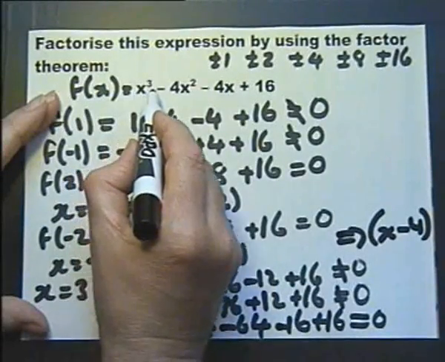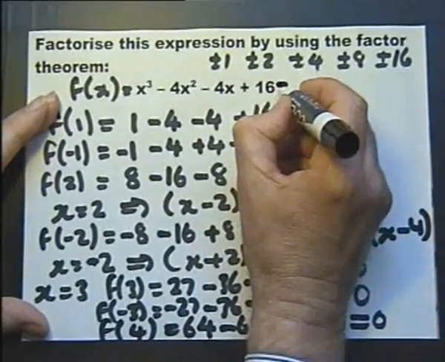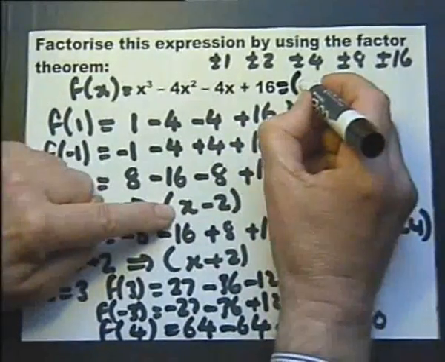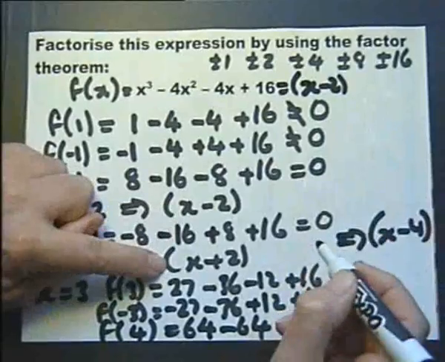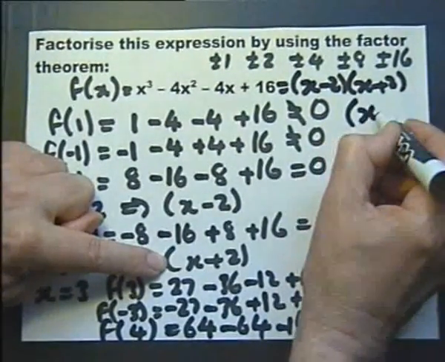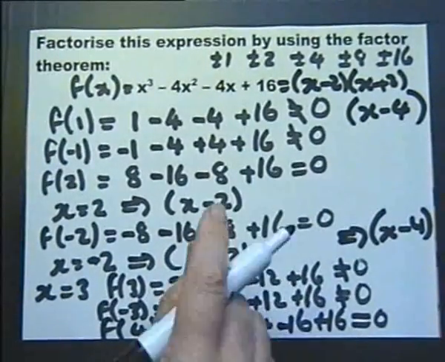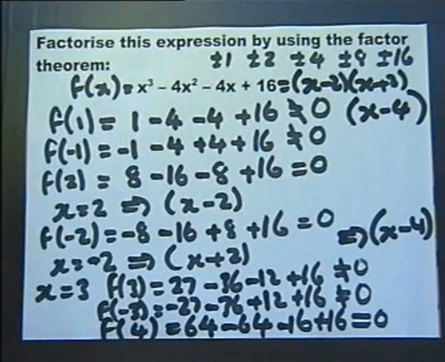So we have in fact managed to factorise this cubic and worked out that it is x minus 2 multiplied by x plus 2 multiplied by x minus 4. So we've been able to use the factor theorem to factorise a cubic.